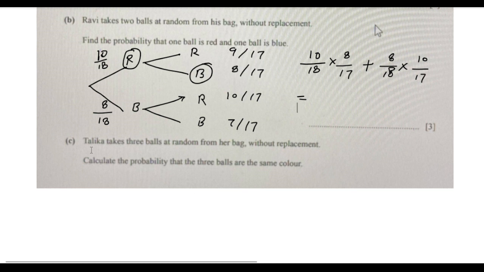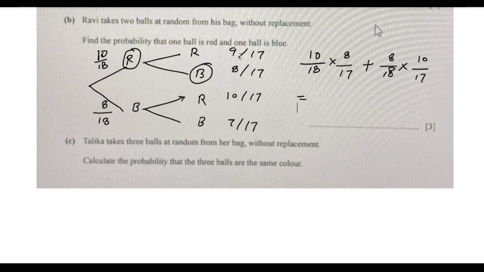Now C part is what? Talika takes three balls at random from her bag without replacement. Calculate the probability that three balls are of the same color. If with replacement, then this 17 will become 18. And in that case, I will not say that after taking red, the next time probability of getting red is 9 by 17. I will say that it's 10 by 18 only, because I have already replaced the ball.